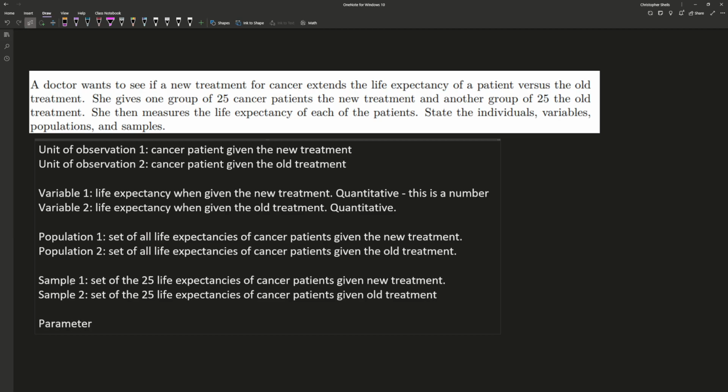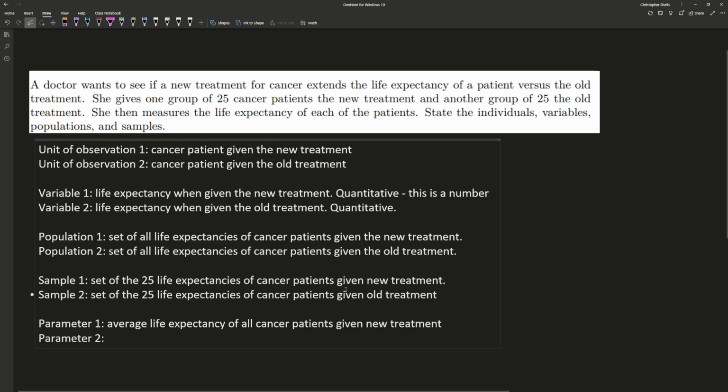So our first parameter is going to be the average life expectancy of all cancer patients given the new treatment. Our second parameter is going to be the average life expectancy of all cancer patients given the old treatment.